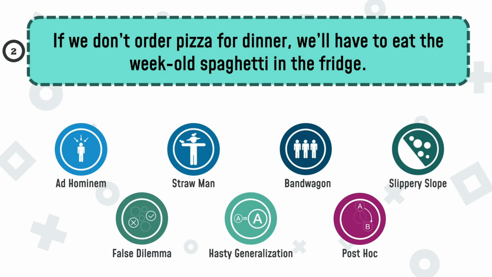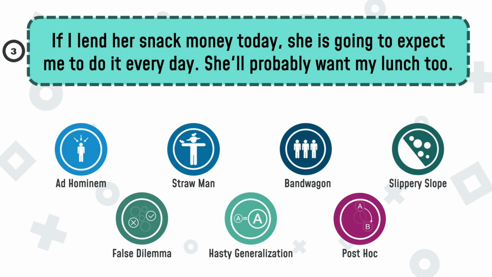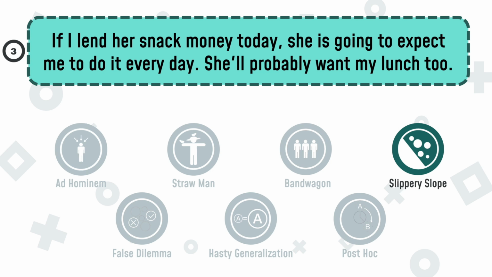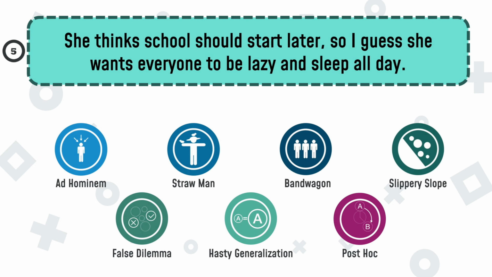If we don't order pizza for dinner, we'll have to eat the week-old spaghetti in the fridge. If I lend her snack money today, she is going to expect me to do it every day. She'll probably want my lunch, too. I asked two 8th graders, and they both hate reading, so nobody our age likes books. She thinks school should start later, so I guess she wants everyone to be lazy and sleep all day.